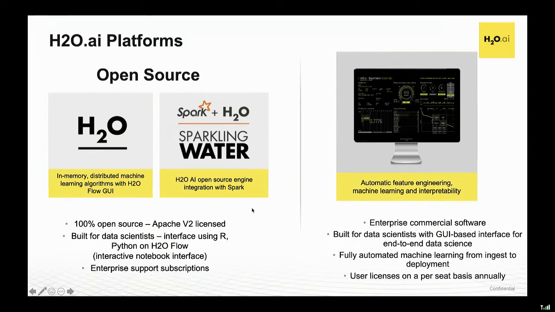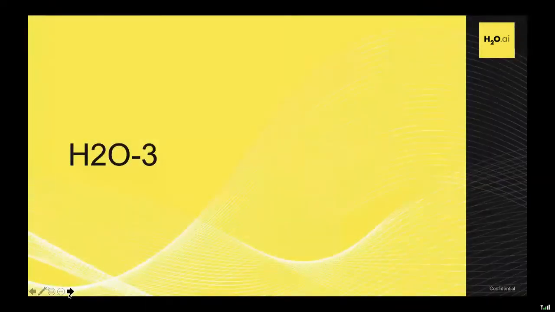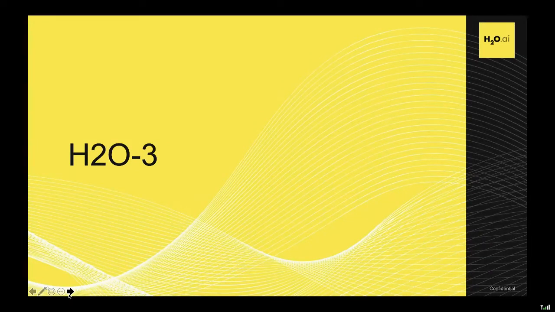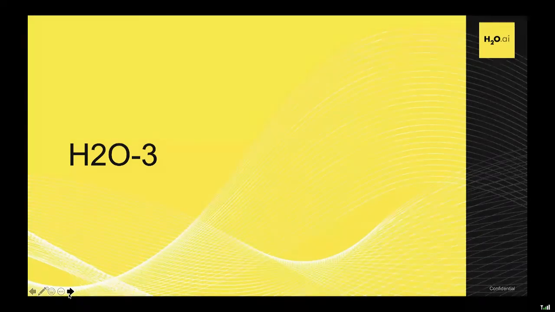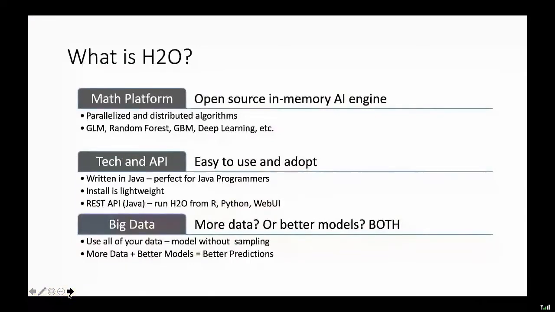But both of these products are doing similar things where we're building machine learning models on top of data sets to gather insights or learn how to predict something. So I'm going to start off with talking about H2O-3, which is our open source product. So very high level, what's H2O?